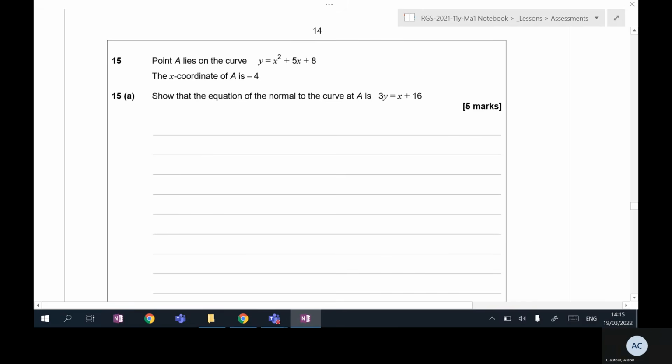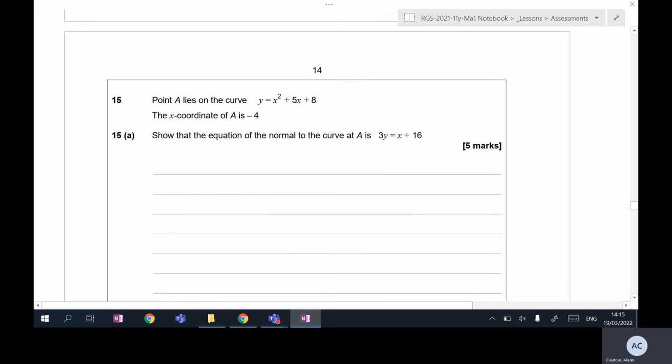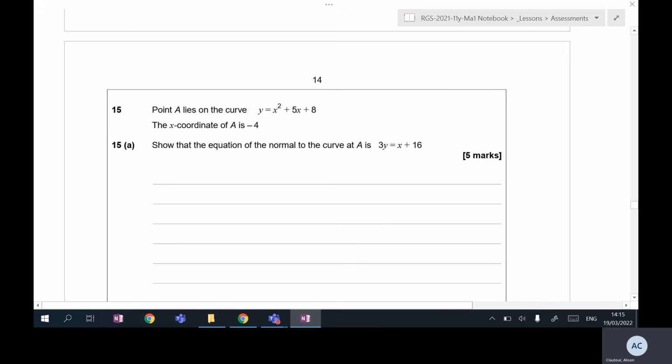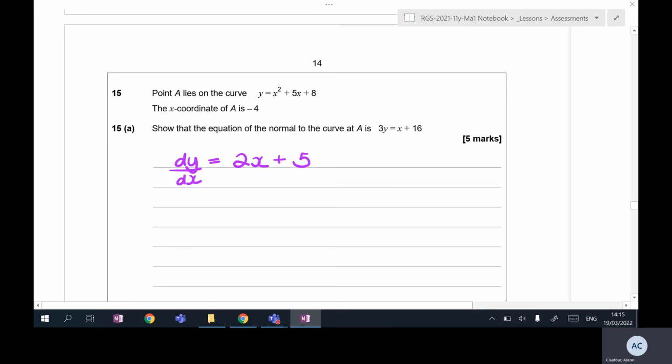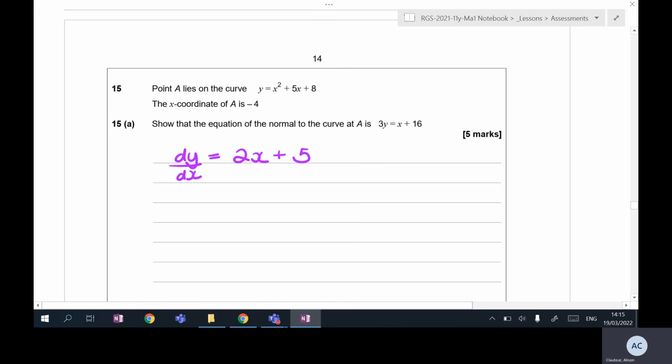Question 15. We've got a point lying on the curve and the x-coordinate is -4, and show the equation of the normal is, and it gives you the equation of the normal. It's a very standard question. Okay, so if we differentiate, remember we're trying to find the gradient function. So I'm going to do dy/dx to give me the function of the gradient at any point. So bring the power to the front, take 1 off the power, and we get 2x plus 5. Remember, constant disappears, so 8 disappears. Okay, so that's the gradient at any point.